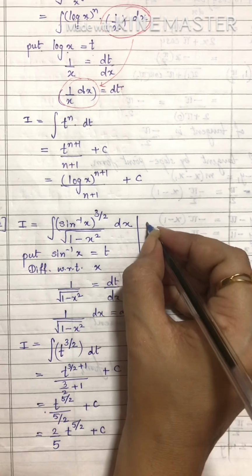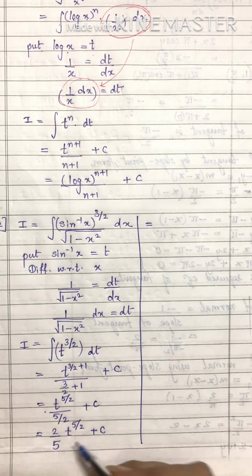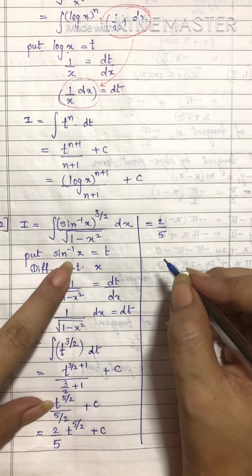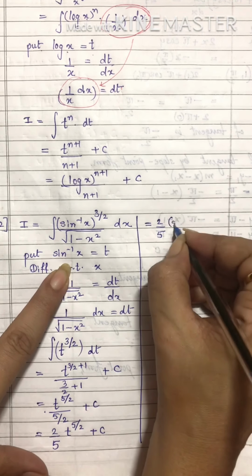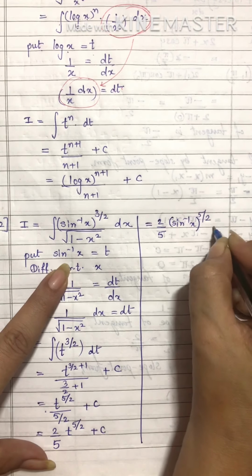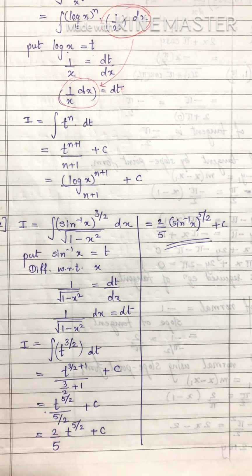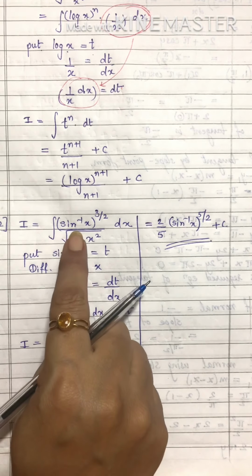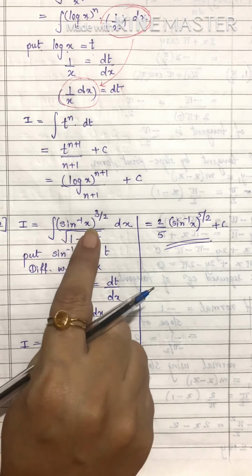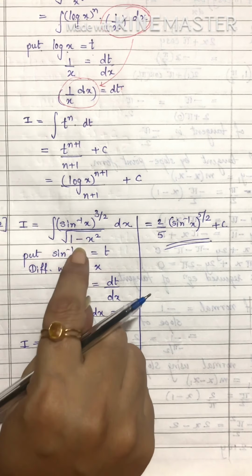We just need to resubstitute the value of t here. So what is it? 2 upon 5. In place of t we will write sine inverse x. So sine inverse x raised to 5 upon 2 plus c. This is the final answer of the second sum. So it's easy, you just need to understand which term needs to be substituted. Try to find the derivative of the term which would give you another term which is already present in the question.